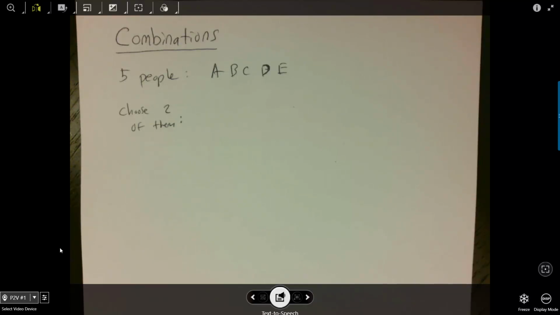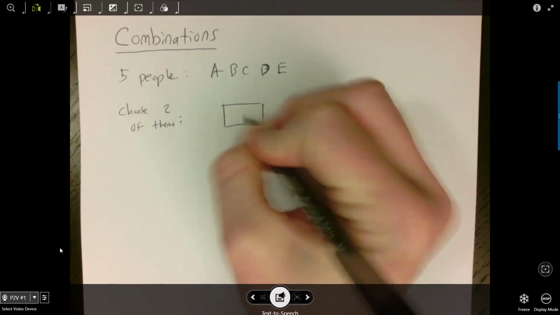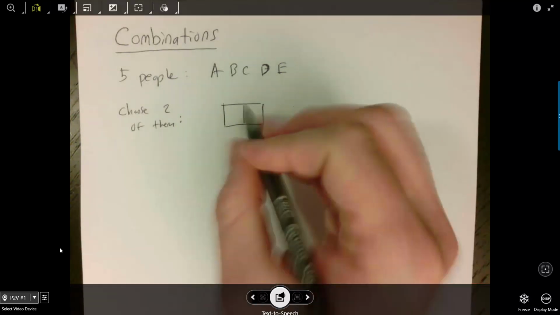So let's use the fundamental counting principle to derive the equation for combinations. Let's just start by treating a combinations problem like it's a fundamental counting problem. So I've got 5 people, A, B, C, D, E, and I want to choose 2 of them. So if I was going to treat this like fundamental counting, I'm making 2 choices. Who's the first person? Who's the second person?